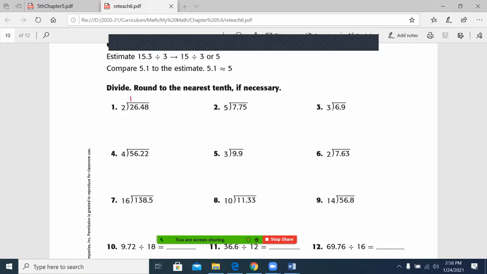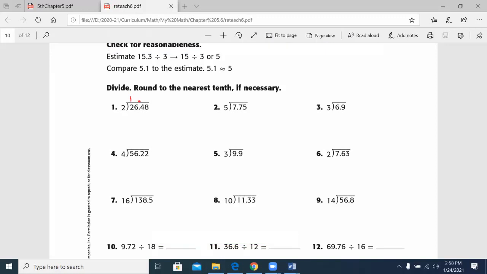2 goes into 2 one time. And I actually really should start with by putting my decimal point there. And I have a 2. 1 times 2 is 2. I subtract, I get a 0. I bring down, because 0 is less than 2, I get a 6. Goes in 3 times. 3 times 2 is 6. Get a 0. Bring down, I get a 4. 2 goes into 4 2 times. And I'll erase this momentarily since I'm into the next row. Get a 0. I bring down, I get an 8. 2 goes into 8 4 times. 4 times 2 is 8. And there's nothing to bring down.